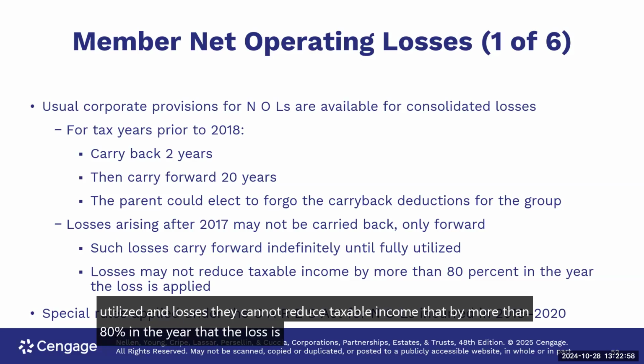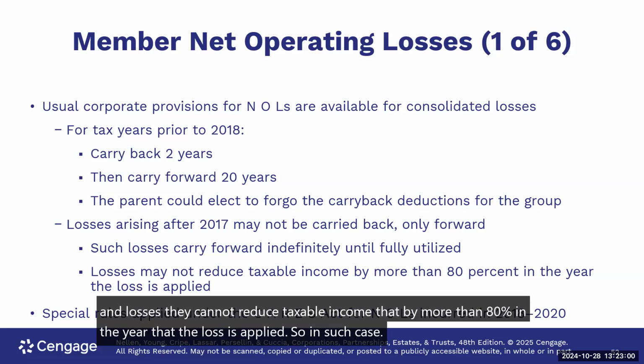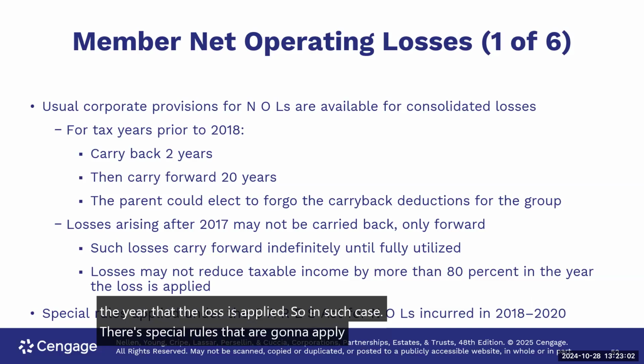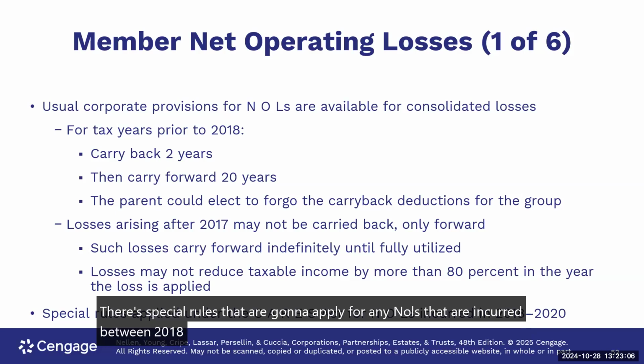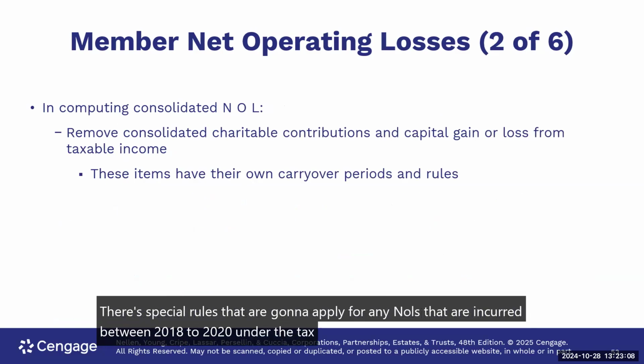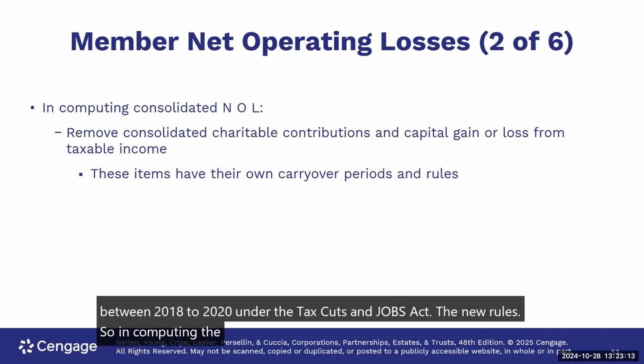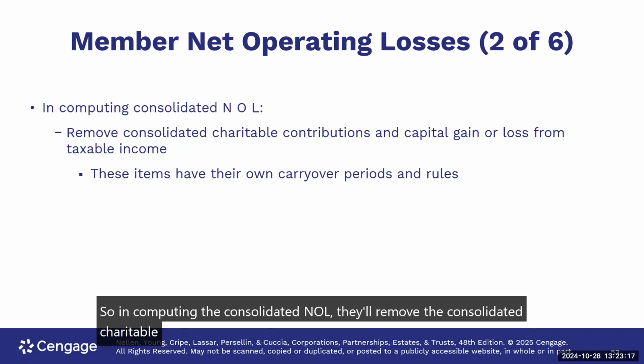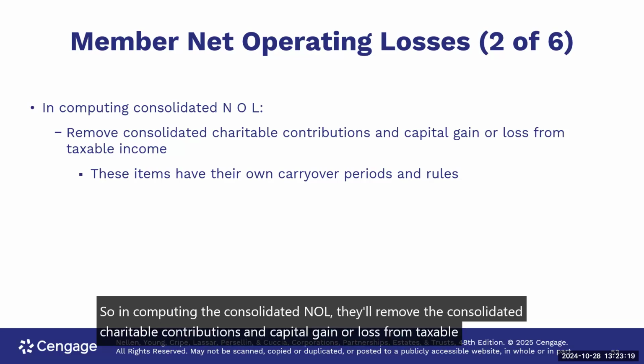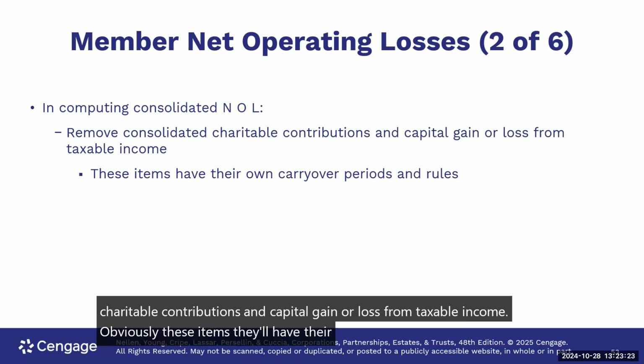There are special rules that apply to any NOLs incurred between 2018 and 2020 under the Tax Cuts and Jobs Act, the new rules. In computing the consolidated NOL, they remove the consolidated charitable contributions and capital gain or loss from taxable income. Obviously, these items have their own carryover periods and rules.